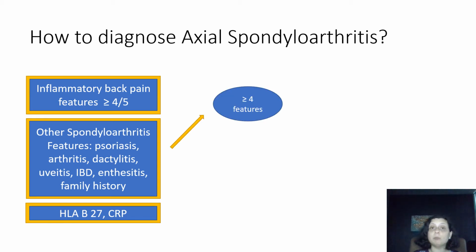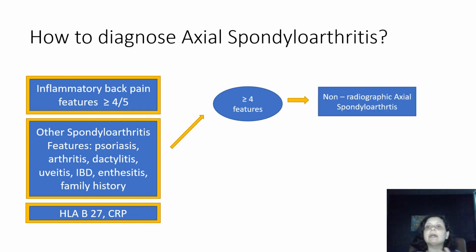Now if you have any combination of 4 features, okay, you either have inflammatory back pain, you have skin psoriasis, and they have a family history of Crohn's disease, and say they are HLA-B27 positive, okay? So if you have 4 or more features, then you can directly diagnose them as non-radiographic axial spondyloarthritis. It's called non-radiographic because there are no changes seen on the X-rays, correct?